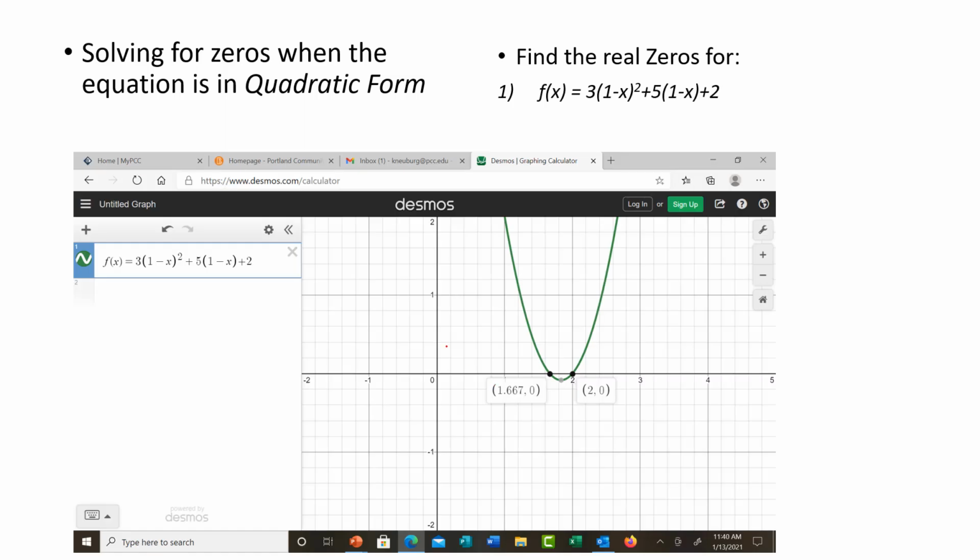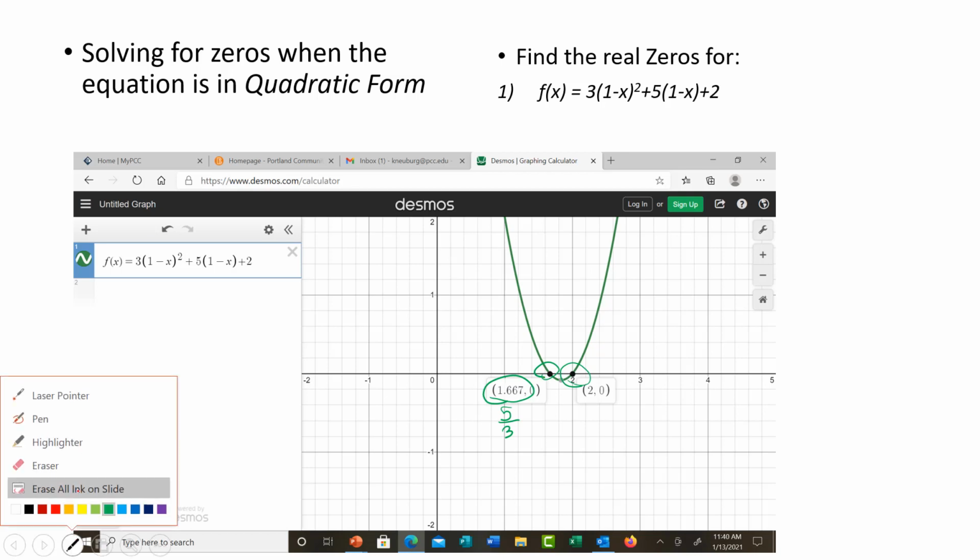If you take a look at the graph of that original one here, notice we have 2, 0 as an intersection of the x-axis, which would be the first 0. And this here is the same thing as 5/3. If you took 5 divided by 3, it would round to that, and that's your second 0. So on a graph, you can verify that what we got algebraically was actually correct.